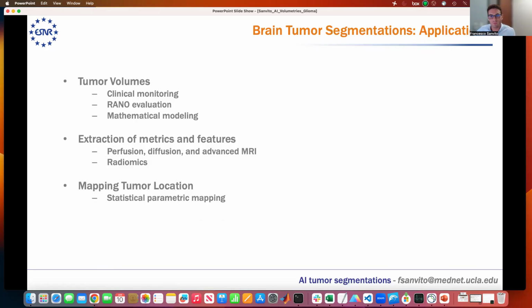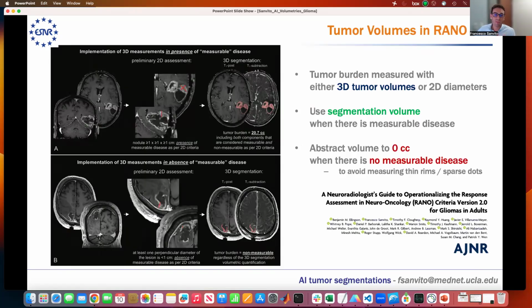So now the question is, okay, but why do we need them? What do we use them for? As you may know, Rano 2.0 allows the use of tumor segmentation to track the size of the tumor over time and therefore decide whether the tumor is progressing or responding to a certain treatment. One important caveat to understand, though, is that you should still verify that there is measurable disease, which is in Rano 2.0 in 3D imaging, a nodule that measures 1 by 1 centimeters in the three-dimensional space, before you use the segmentation.